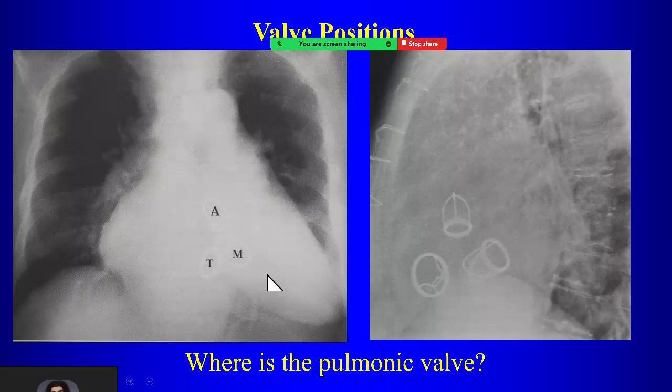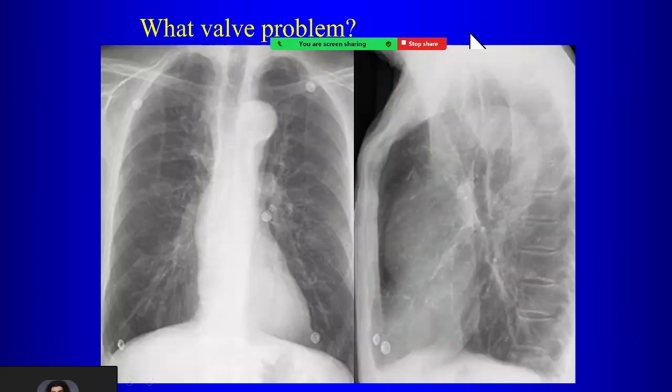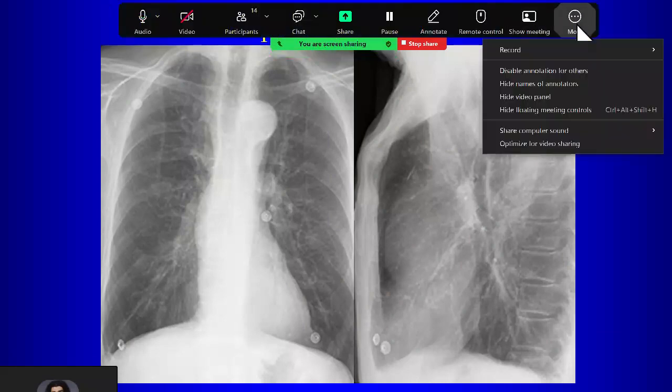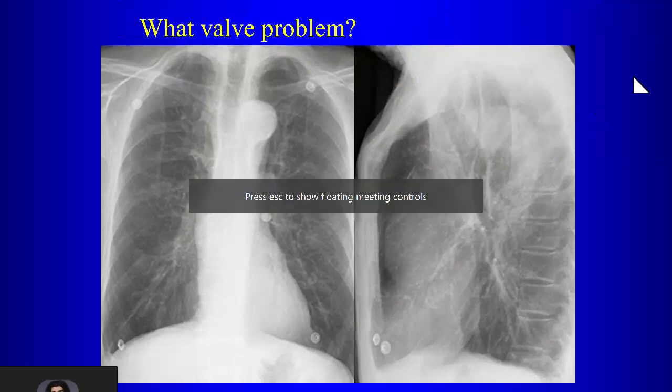Okay. So we talked about already where the pulmonic valve would be. On the frontal view, it's a little bit harder to separate the aortic valve from the mitral valve, but again, the aortic valve is usually going to be superior to the mitral valve in the frontal view. All right, so when we look at this chest radiograph, before we get to what the valve problem might be, what are the abnormalities here on the chest radiograph? So what's abnormal on the chest radiograph?